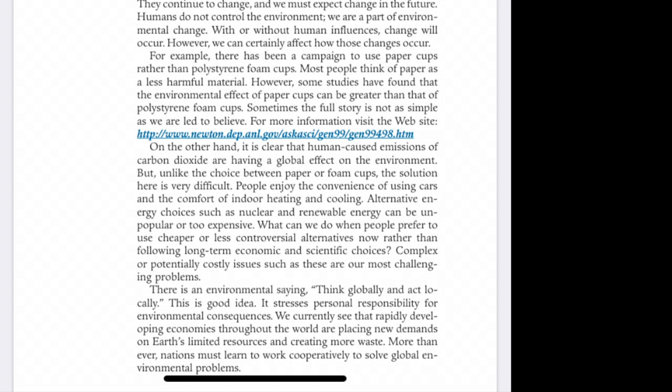There's an environmental saying, think globally and act locally. This is a good idea. It stresses personal responsibility for environmental choices. We currently see that rapidly developing economies throughout the world are placing new demands on Earth's limited resources and creating more waste. More than ever, nations must learn to work cooperatively to solve global environmental problems.